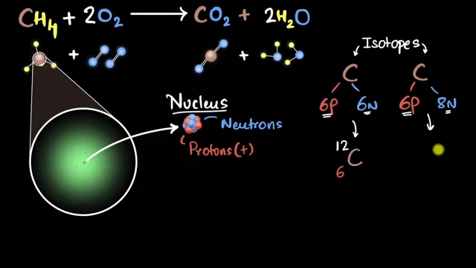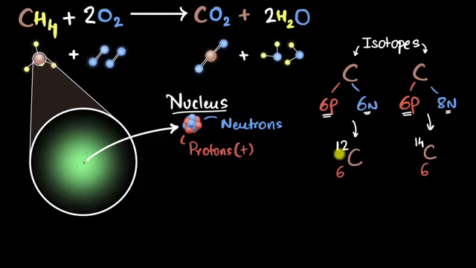Similarly, how would you represent this nucleus? Well, we'll represent it as C, 6. It has to be 6. If it wasn't 6, it wouldn't be carbon. And then on the top left, you would write 6 plus 8, which is 14. So we would call this the carbon-12 isotope. And we would call this the carbon-14 isotope.